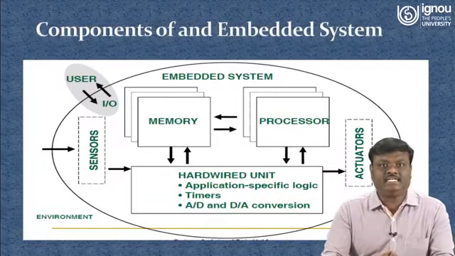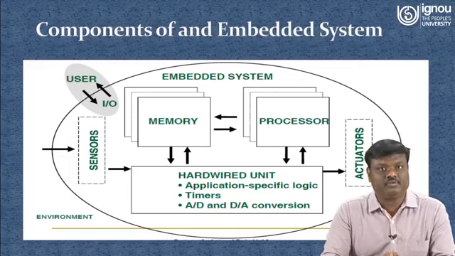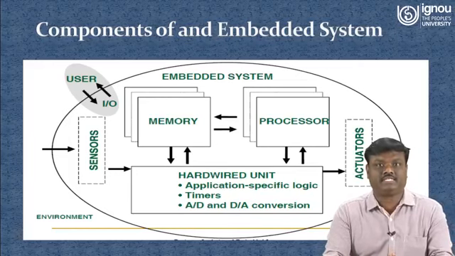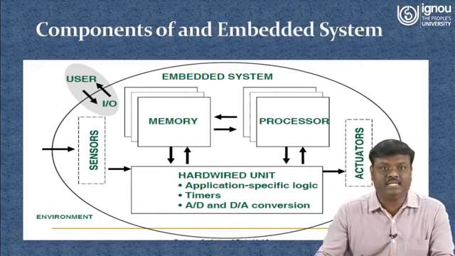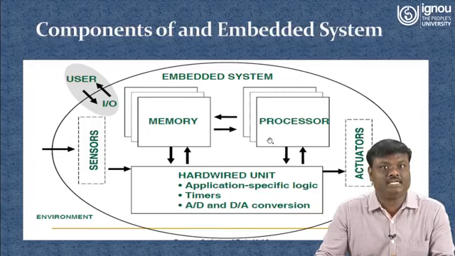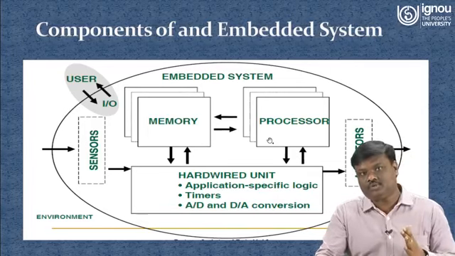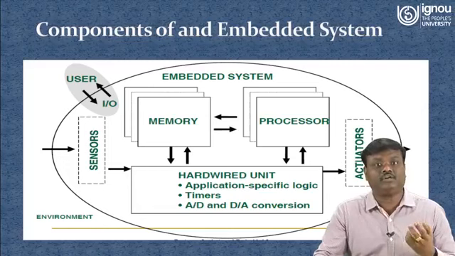So let us see here, there are various components we can talk about whenever we consider an embedded system. Here the main things are the sensors that are needed, and then the memory that we are talking about, and then the processor, which may be either a microprocessor or a microcontroller.